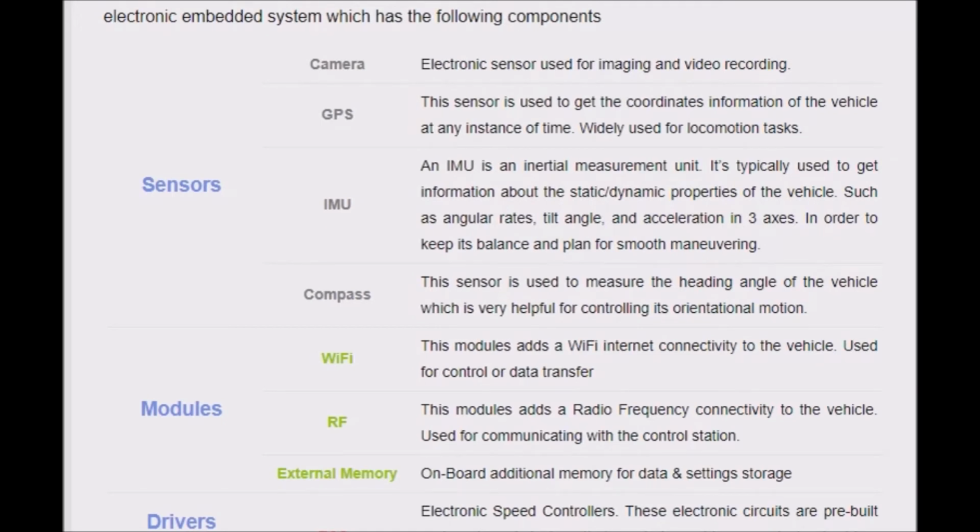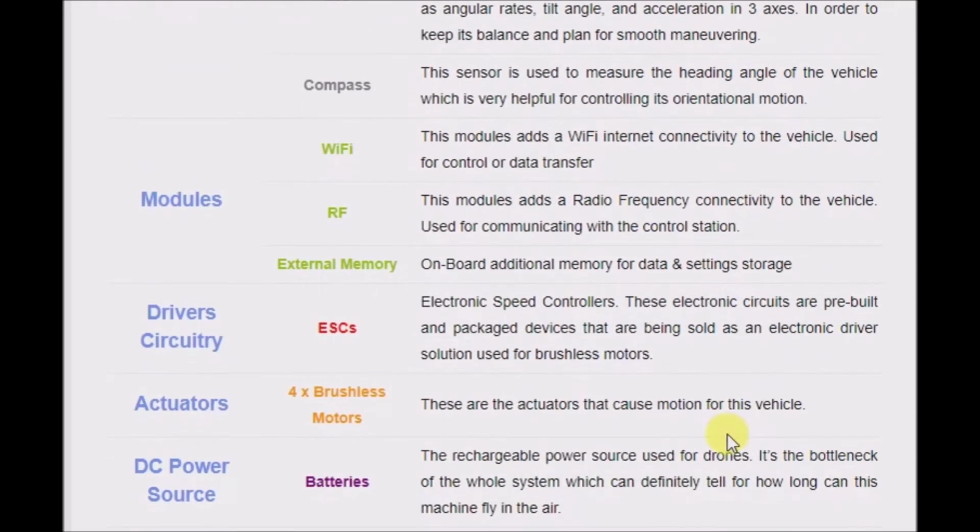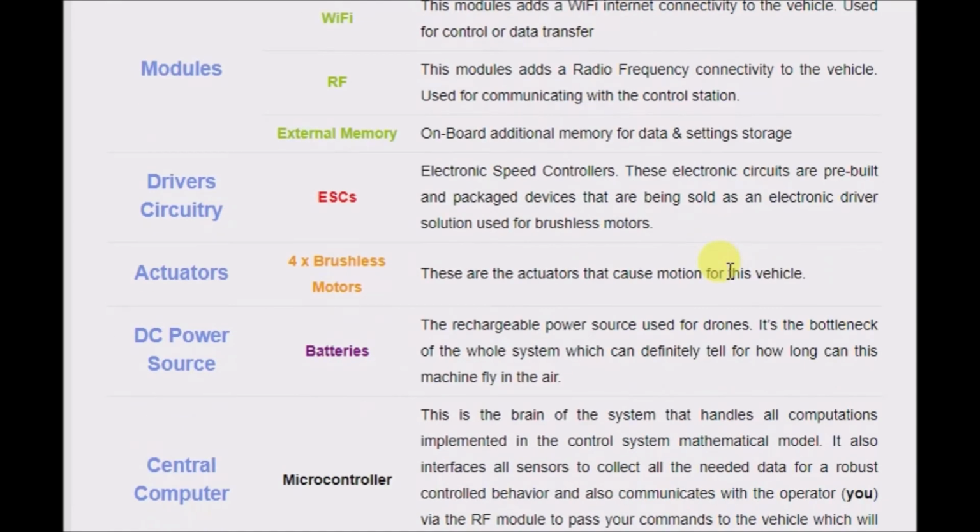Compass. This sensor is used to measure the heading angle of the vehicle, which is very helpful for controlling its orientational motion. Modules. Wi-Fi. This module adds Wi-Fi internet connectivity to the vehicle, used for control or data transfer. Modules, RF. This module adds radio frequency connectivity to the vehicle, used for communicating with the control station. External memory, onboard additional memory for data and settings storage.